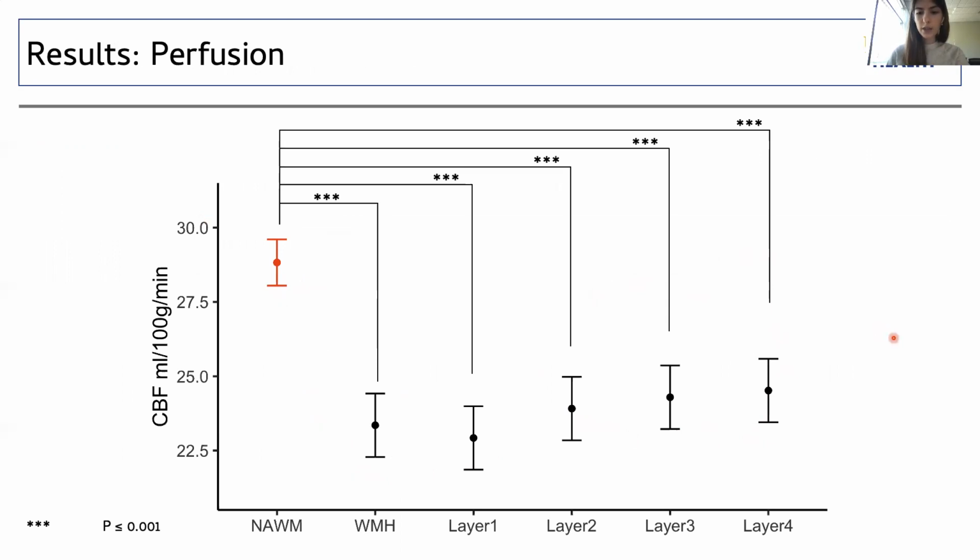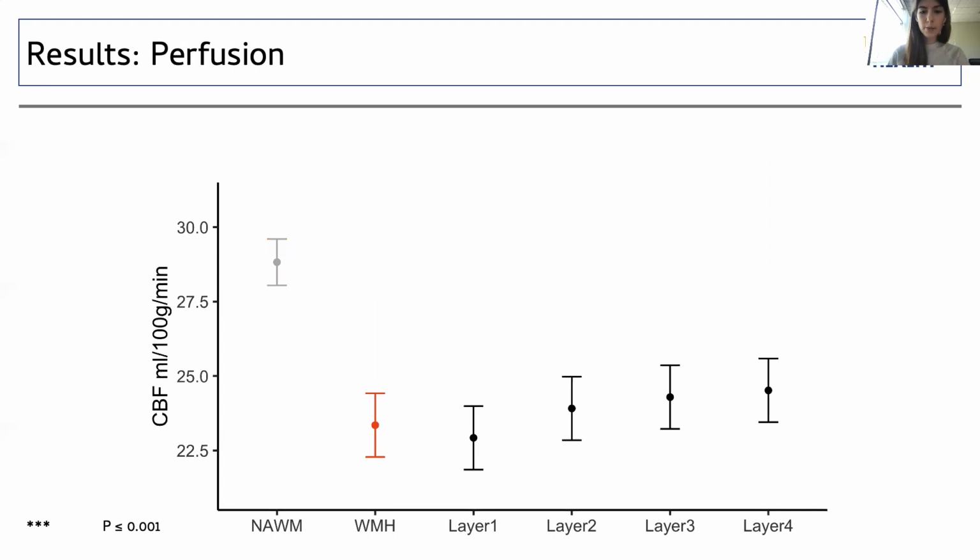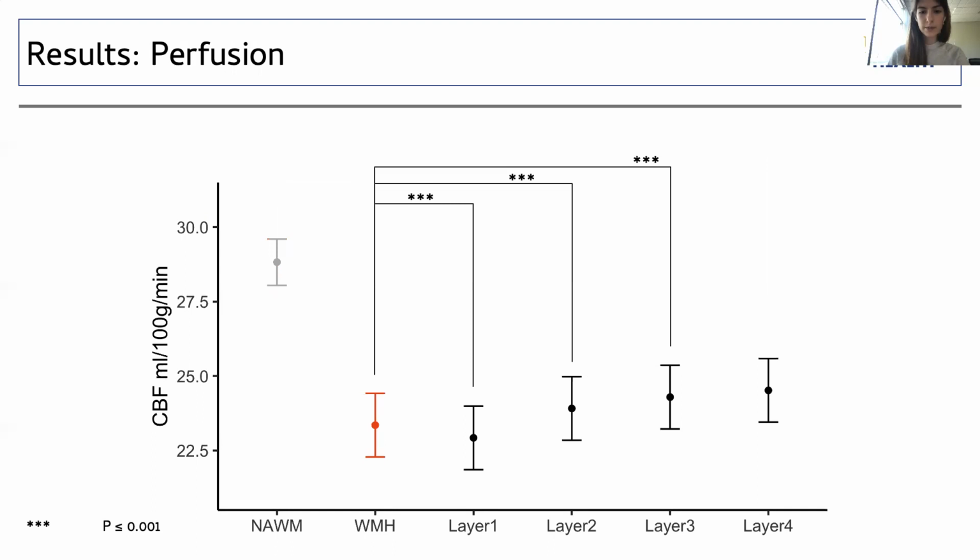I would also like to note that all the models controlled for lesion size, age, and participant. Individual white matter hyperintensity was also a nested random effect, as participants may have contributed multiple white matter hyperintensities. The white matter hyperintensity core was significantly different compared to all of the layers. Interestingly, we did see this dip in CBF values. The rest of the layers had higher mean CBF values.